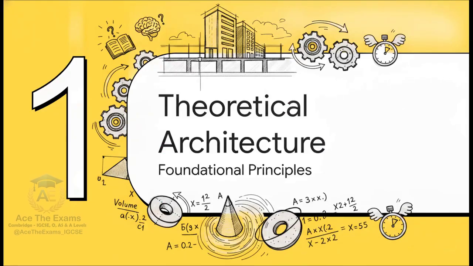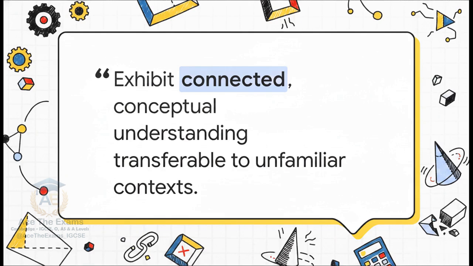Phase 1. Core Theoretical Architecture. Look at this mandate straight from the official Cambridge syllabus. It says, top-performing students exhibit connected, conceptual understanding transferable to unfamiliar contexts. What does that actually mean for us? It means rote memorization just is not going to survive this launch. The examiners aren't looking for human calculators, they want systems engineers. They want to see that you truly grasp the underlying mathematical architecture of what's happening.